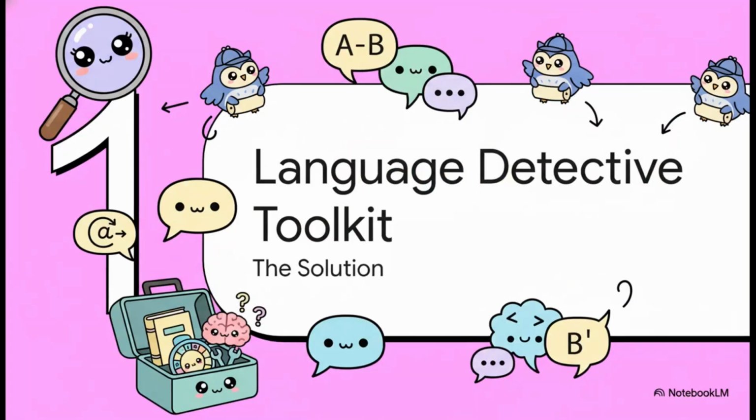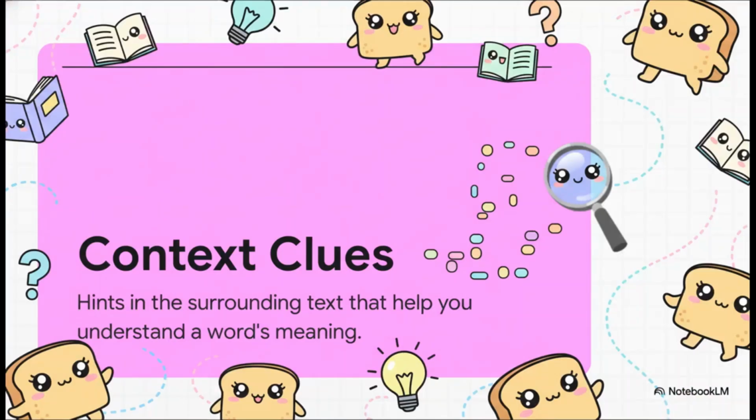And that's our solution. We're going to build a language detective's toolkit. This isn't about cramming more words into your brain. No, it's about developing a skill, the skill of decoding things on the fly, right in the moment you find them. So, tool number 1, the absolute foundation of our kit, is using context clues. Think of these as little hints that the writer or speaker leaves for you. They're like breadcrumbs scattered around the mystery word, leading you right to its meaning.